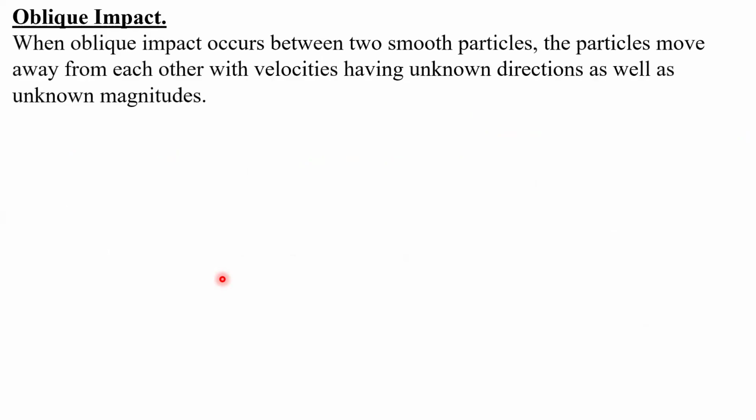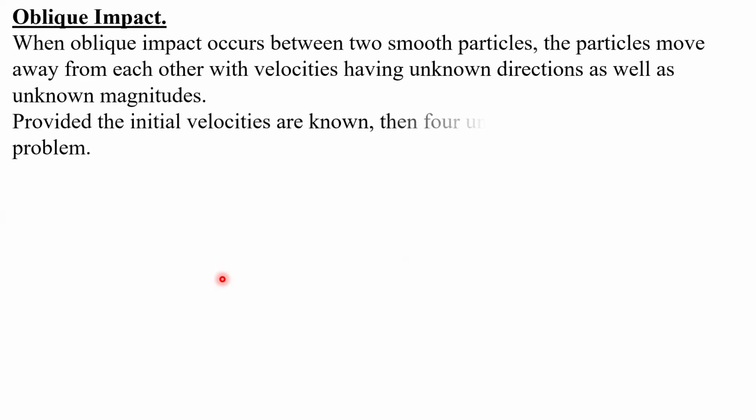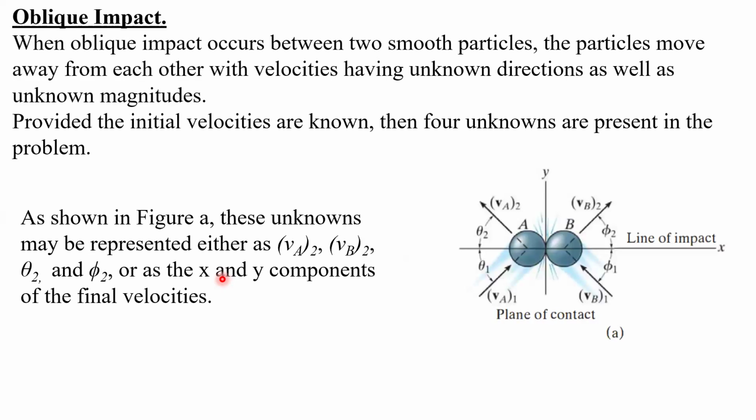Oblique impact. When oblique impact occurs between two smooth particles, the particles move away from each other with velocities having unknown directions as well as unknown magnitudes. Provided the initial velocities are known, then four unknowns are present in the problem. As shown in figure A, these unknowns may be represented either as VA2, VB2, then theta2 and phi2.